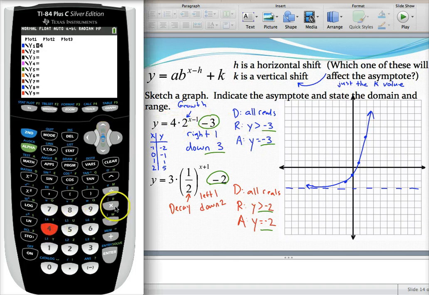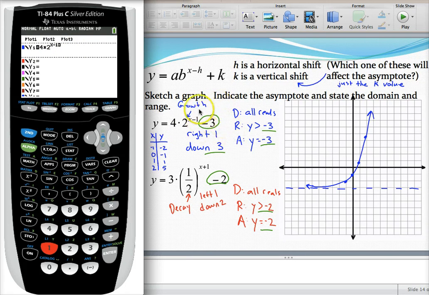So let's do 4 times 2, and then I want to raise this 2. Now at this point, be careful. If your calculator is like mine and does the exponent up top, we don't need parentheses. I can just type in the x minus 1. However, if your calculator does not do that and just does the little caret symbol, make sure you use parentheses around the x minus 1 to indicate that that entire thing is in the exponent.